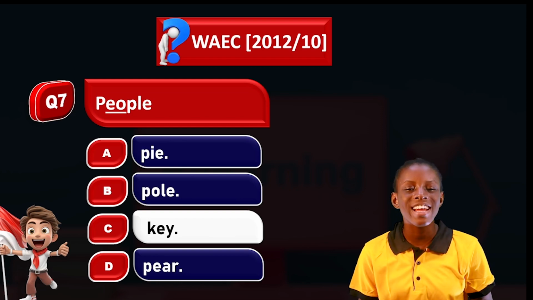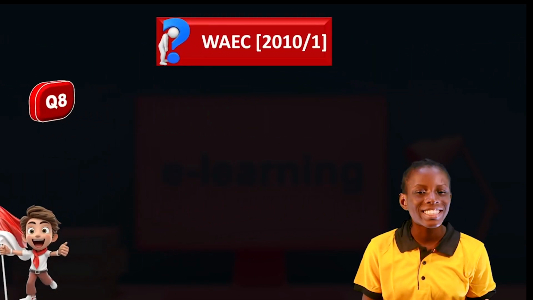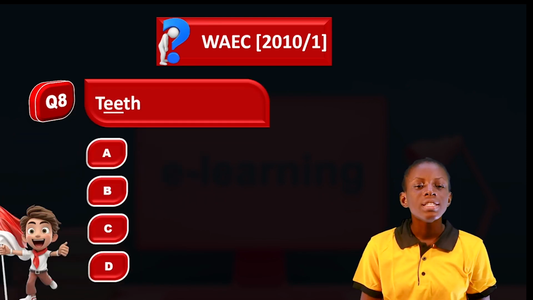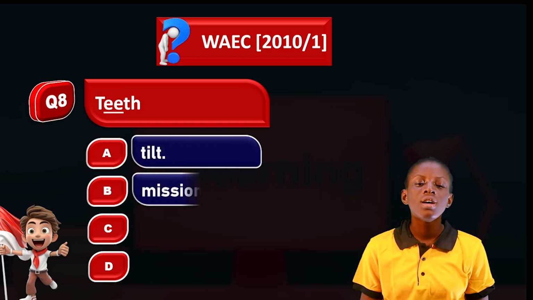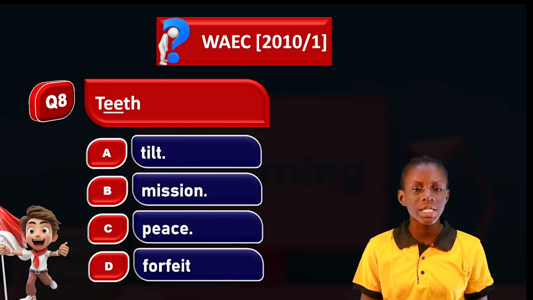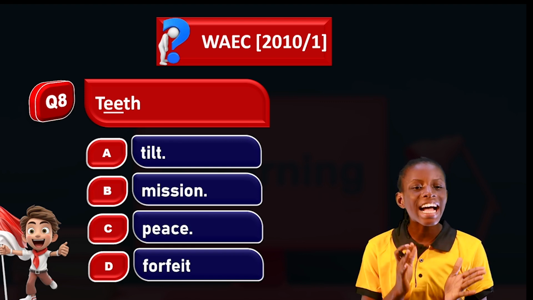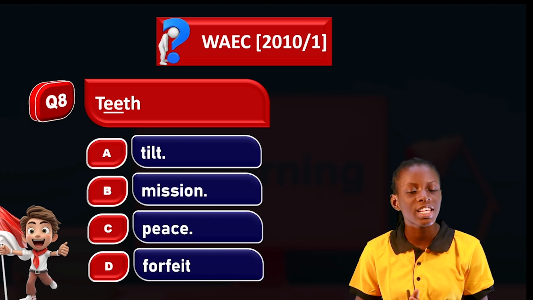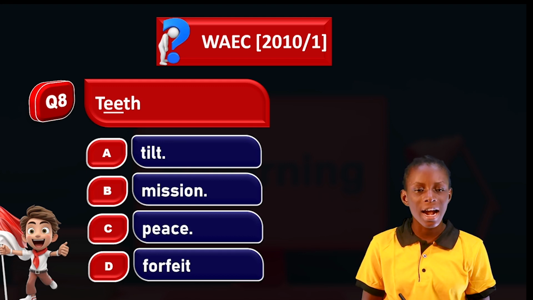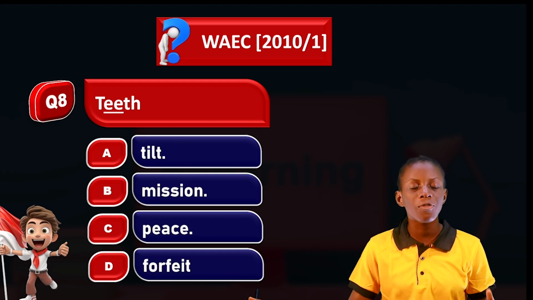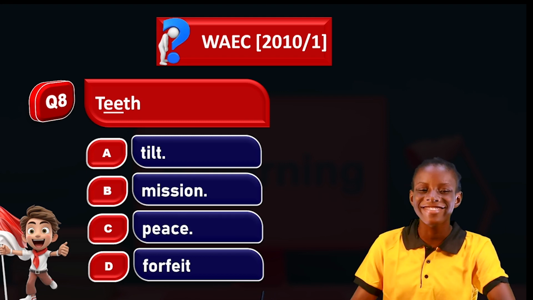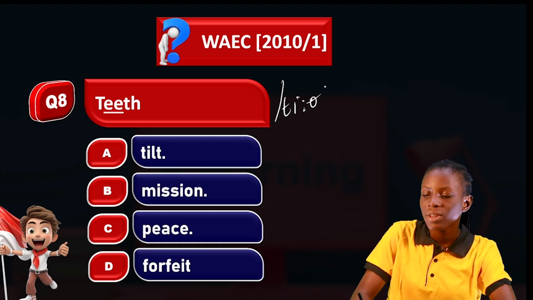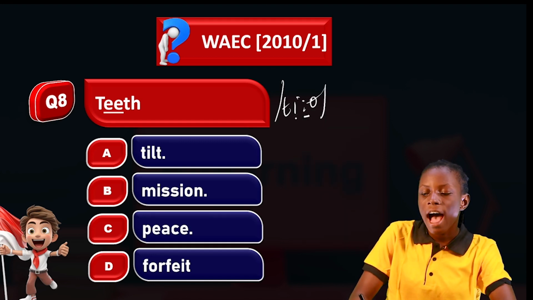Okay, so moving on to our next question of the year 2010, question 1. Well, I can ask this wow question. We have our given word to be teeth, and the options are tilt, vision, peace, and forfeit. So what's our answer? Let's transcribe together. We have our teeth to be E, having the E sound here.